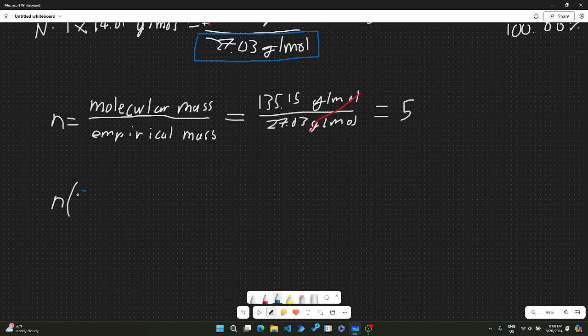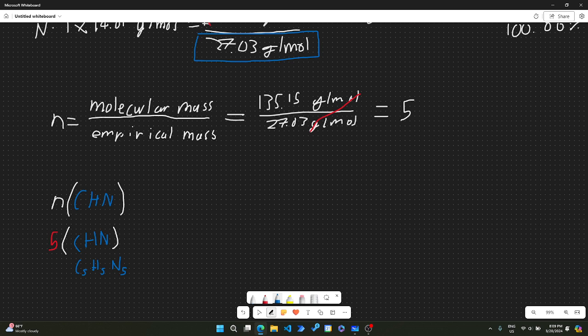So now what we need to do is take our n, so n times our empirical formula, which you remember was CHN. And we know that our n was a value of 5, so 5 times our CHN. And this 5 will actually distribute to the subscripts. So what happens is this becomes C5H5N5.